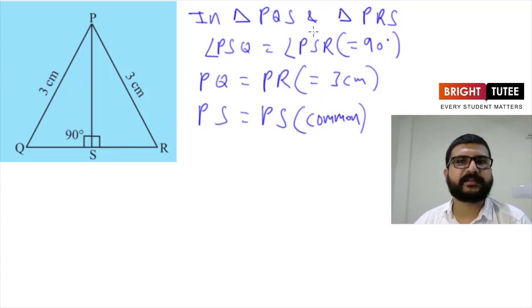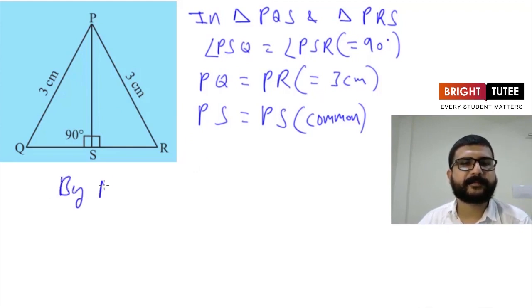Now observe carefully, what are the things we are having? We are having their right angles are equal. It means both the triangles are right angle triangles, and their hypotenuse are also equal, that is PQ is equal to PR, and one of the sides other than hypotenuse is also equal, and that is PS is equal to PS, as it is a common side. So now we are having R, H and S, that is by RHS we can say these two triangles are congruent. So let's write it here, by RHS triangle PQS is congruent to triangle.